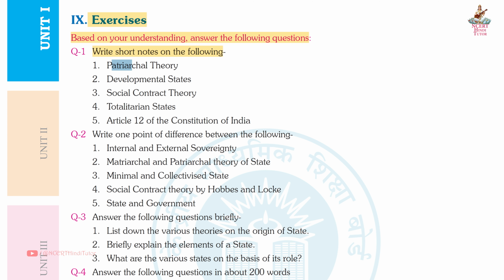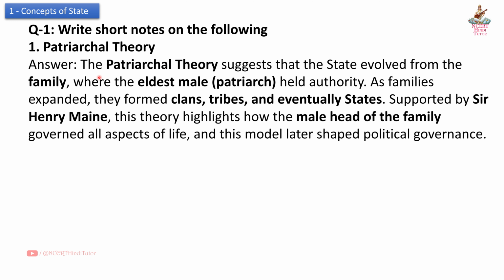First, Patriarchal Theory. Answer. The Patriarchal Theory suggests that the state evolved from the family where the eldest male, the patriarch, held authority. As families expanded, they formed clans, tribes, and eventually states, supported by Sir Henry Maine. This theory highlights how the male head of the family governed all aspects of life, and this model later shaped political governance.